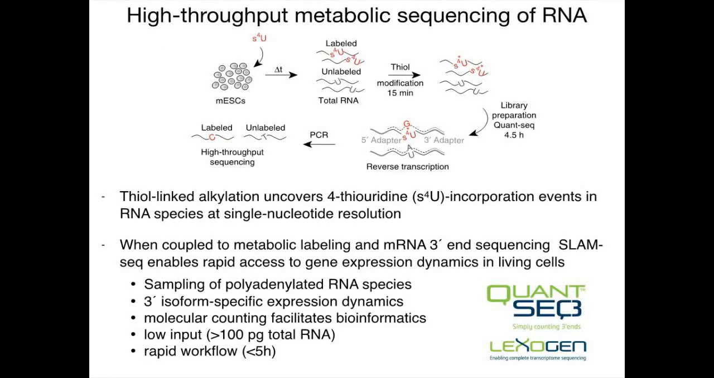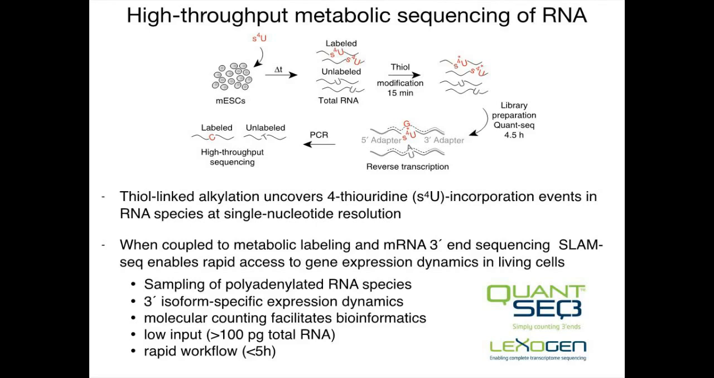Now, with this, I would like to come to the summary of today's presentation. So I've introduced you today to a novel high-throughput sequencing method for the global metabolic sequencing of RNA, which we refer to as Thiol-linked alkylation for the metabolic sequencing of RNA, or SLAM-seq. SLAM-seq is an orthogonal-chemistry-based sequencing protocol that uncovers 4-thiouridine incorporation in RNA species at single-nucleotide resolution and close to absolute stoichiometry in the context of unlabeled RNA.